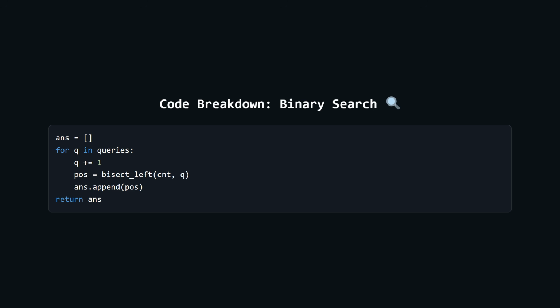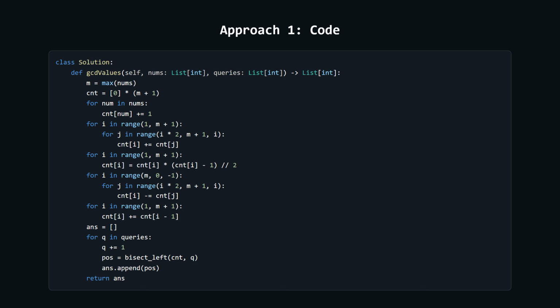Finally, we process the queries. For every query, we add 1 because we want the exact position, and we use the bisect left function, which is just a built-in binary search, to find where that position falls in our running totals. We add it to our answers and return it. And here is the entire Python solution, all put together in one place.